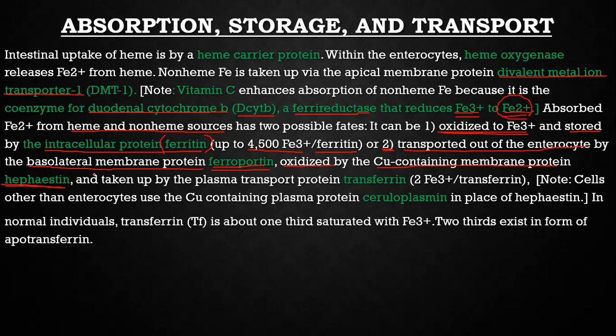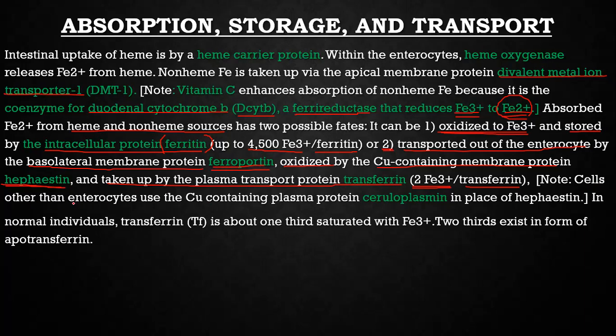Then what is the function? Why oxidize it to the ferric state? So that it can be taken up by the plasma transport protein transferrin. And one transferrin molecule can carry only two irons in the ferric state. Now note this.